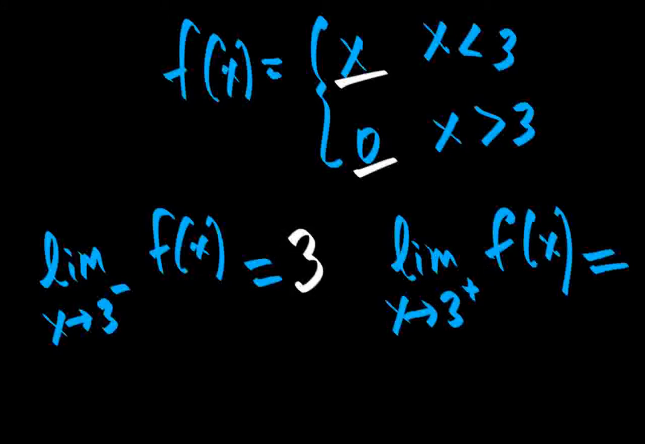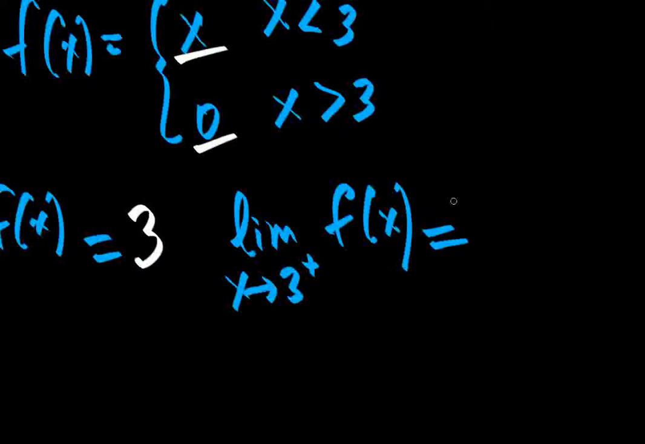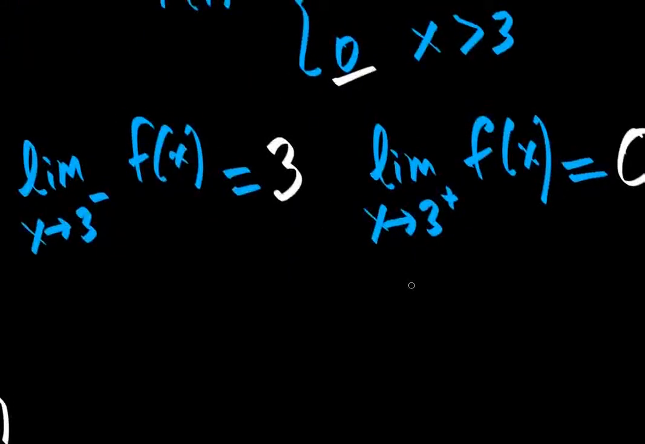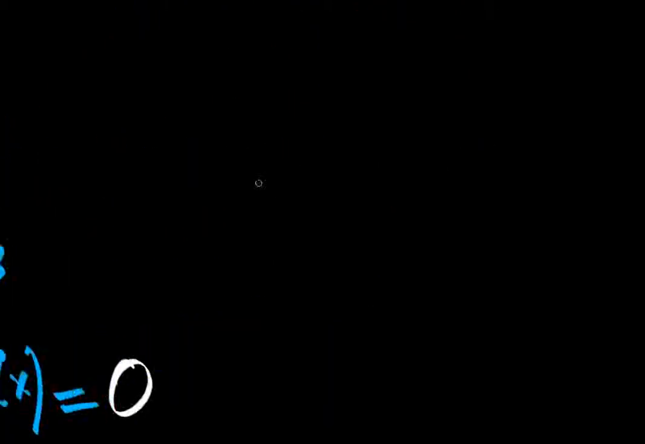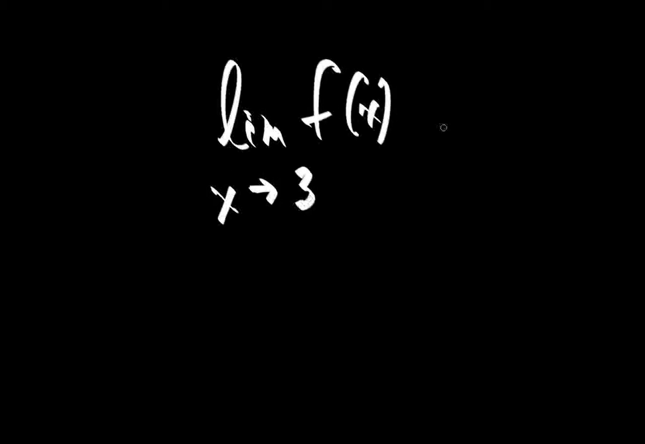And we also found that the limit as x approaches 3 from the right-hand side was 0. So this is troublesome. The limits don't match up. And when that happens, when the left-sided limit does not match up with the right-sided limit, the overall limit is said to not exist. So we can say this. The limit of this function, f of x, as x approaches 3, does not exist.